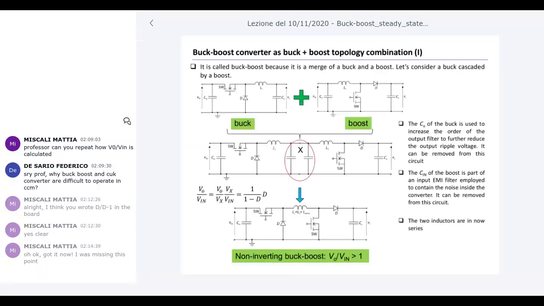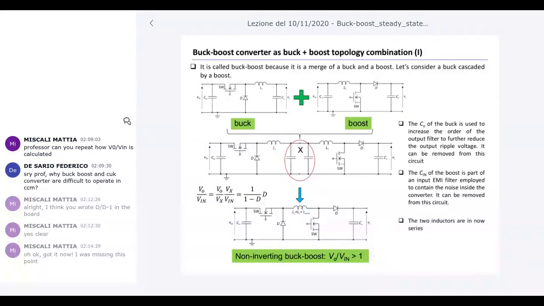So this is the fourth topology that we can have. I have a question, so let me answer these questions.